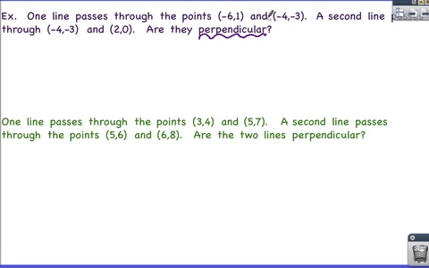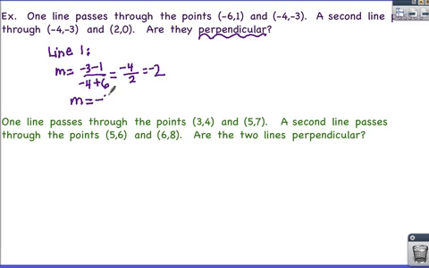So for our first line, we'll call this line 1, we're going to calculate our slope using these 2 points. m equals -3 minus 1 over -4 minus -6, which is +6. This gives us -4 over 2, or -2. So the slope of line number 1 is -2.